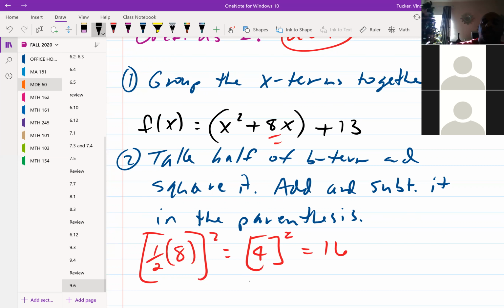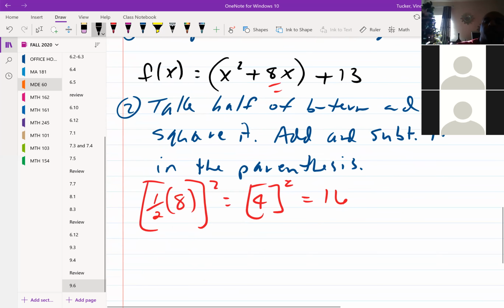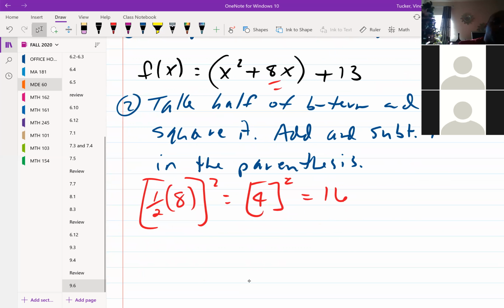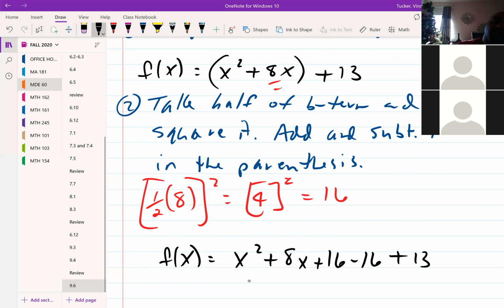And now notice it says we're going to add and subtract it inside of the parentheses. So that's going to be x squared plus 8x plus 16 minus 16 plus 13. Plus and minus 16 is still 0, so we haven't changed the value of the equation. That's why you have to add and subtract it.